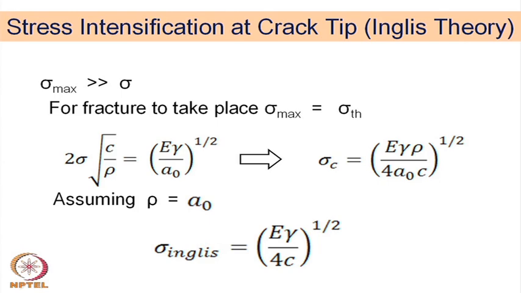Of course, the C term is still there, because rho and A0 have cancelled. So, it depends on the crack length only, not so much on the radius of curvature anymore, because we have assumed it to be equal to A0, which it may or may not be under different conditions. Under certain conditions it is true, but in other conditions it may not be true. We will look into those things later on.